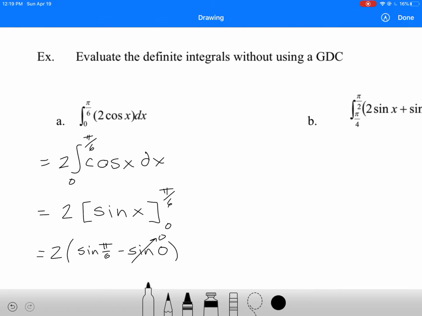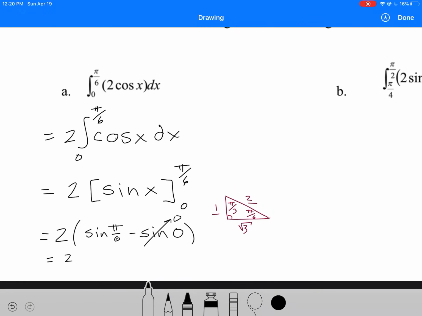What is sine pi over 6? Good question. Let's draw our special triangle that has pi over 6, pi over 3, and 90. Okay, and our matching sides. Now I know that sine of pi over 6 is going to be my opposite side over my hypotenuse, 1 over 2. So I've got 2 times 1 over 2, which is just 1.